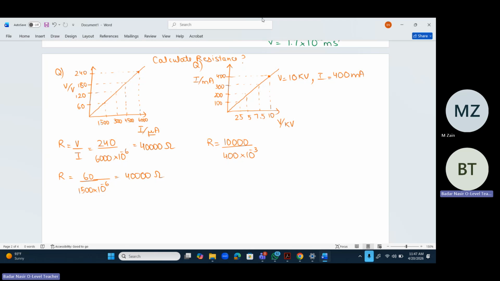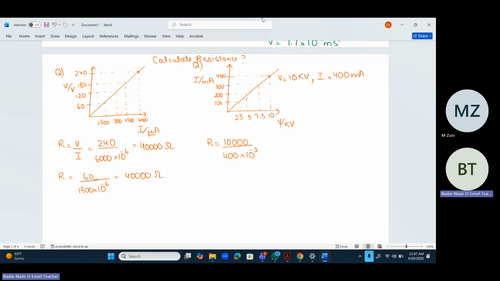Milli is 10 raised to power minus 3. Yes. Milli is 10 raised to power minus 3. Nano is 10 raised to power minus 9. Meter तो normal unit है. मिलीमीटर भी अगर हो तो milli means you have to multiply it by 10 की power -3. Okay?